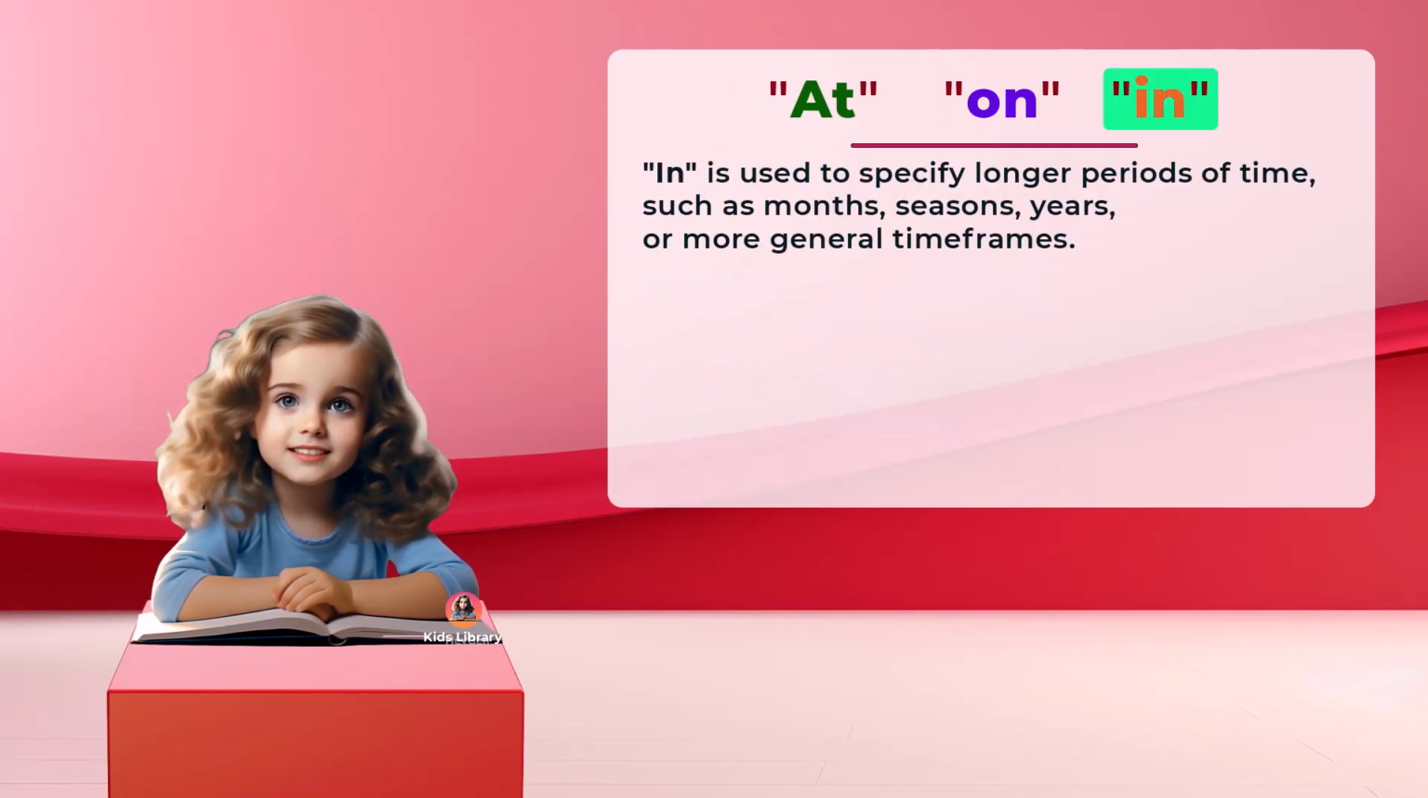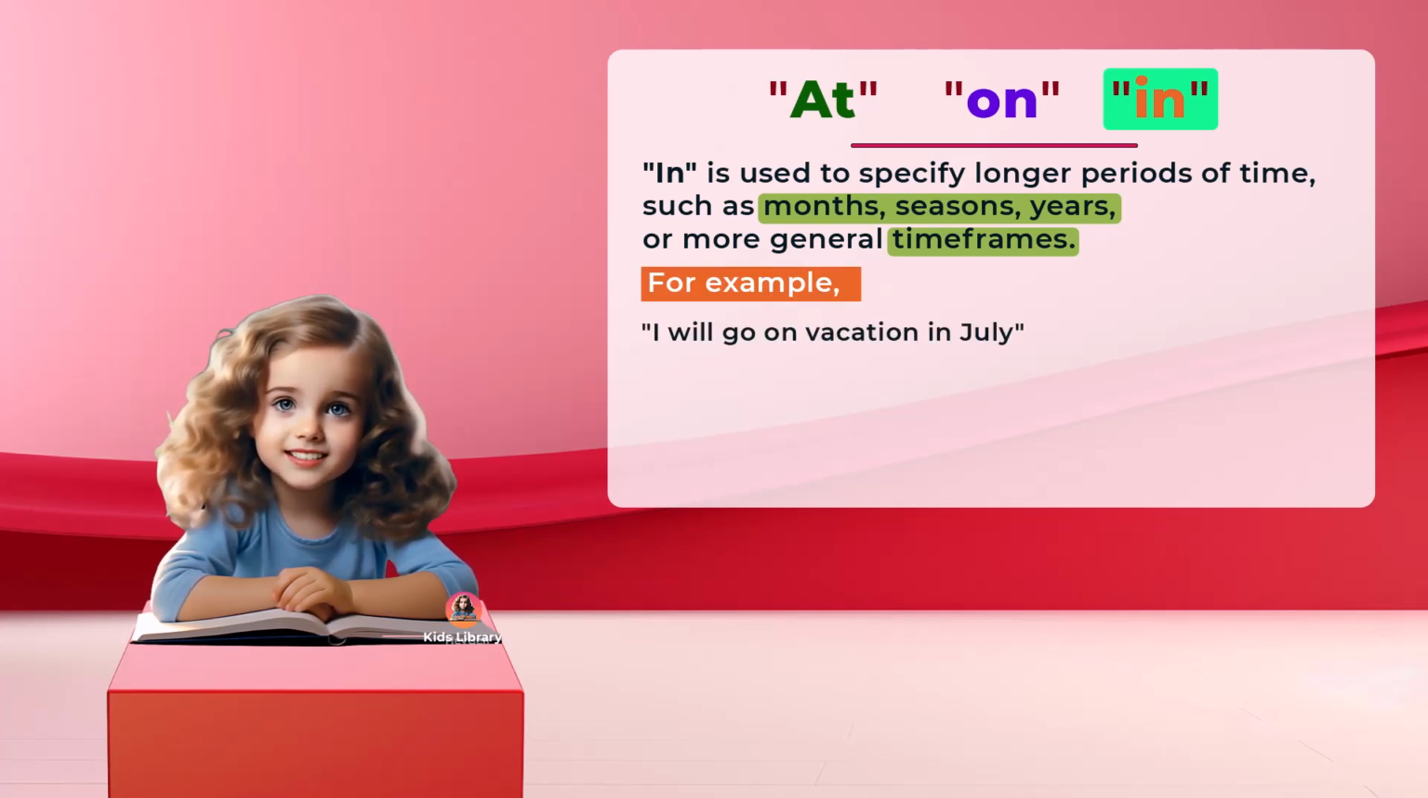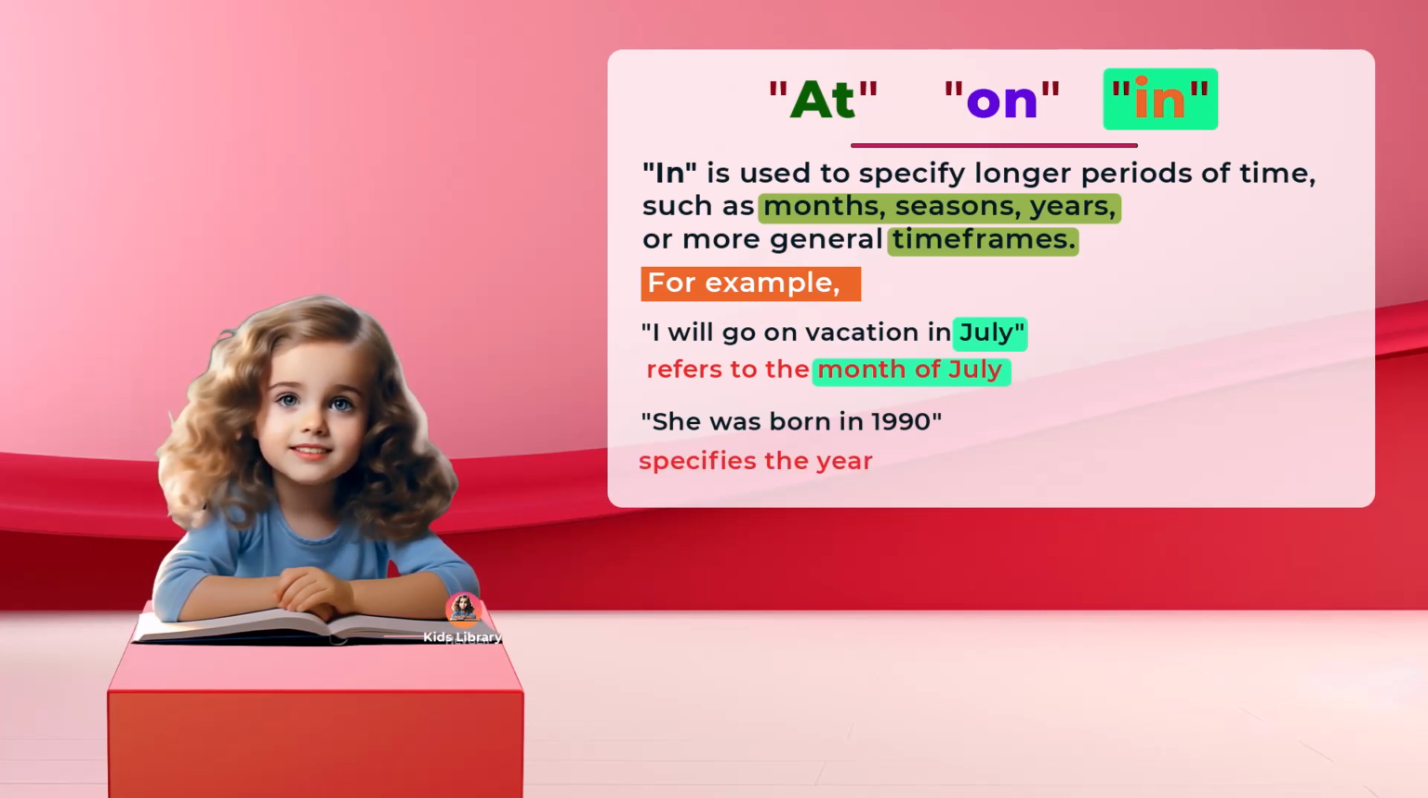In is used to specify longer periods of time, such as months, seasons, years, or more general time frames. For example, I will go on vacation in July. I will go on vacation in July refers to the month of July, and she was born in 1990. She was born in 1990 specifies the year.